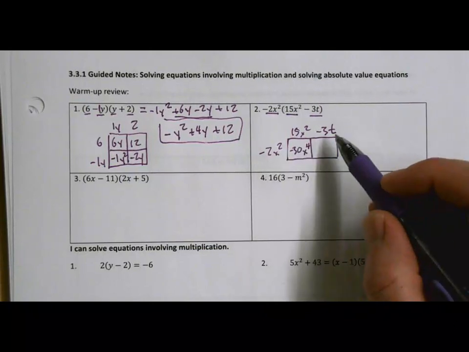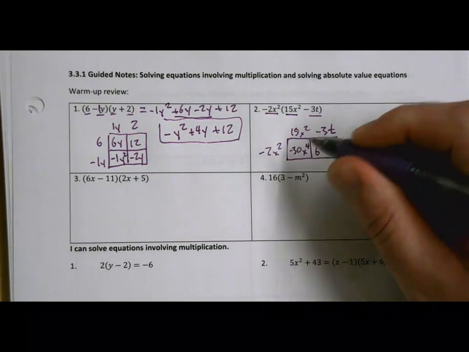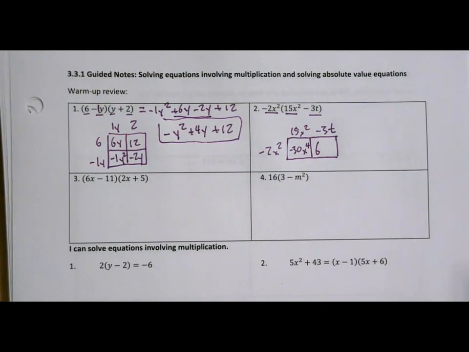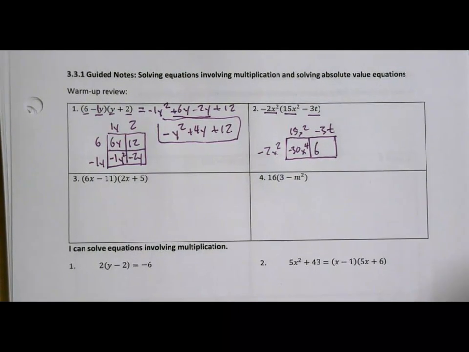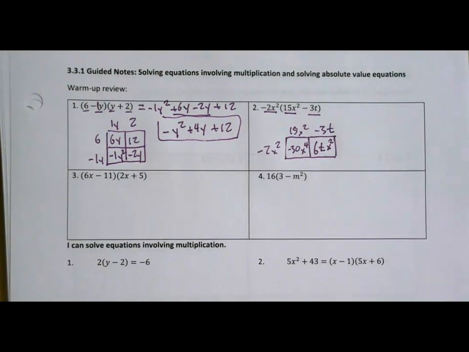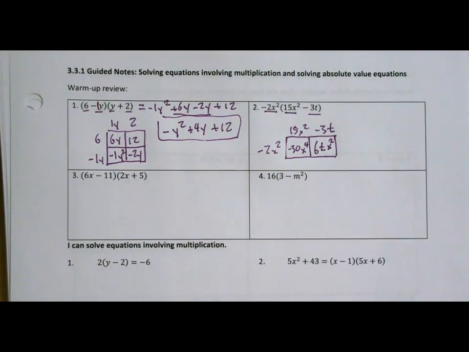Negative 2 times negative 3 is positive 6. X squared times t, we're just going to have to include both an x squared and a t. And I'm going to follow some good habits and do alphabetical order. T and then x squared. Thank you. If you wrote that as 6x squared t, that's totally fine too. Again, good habit to put things in alphabetical order, but it's not necessary.